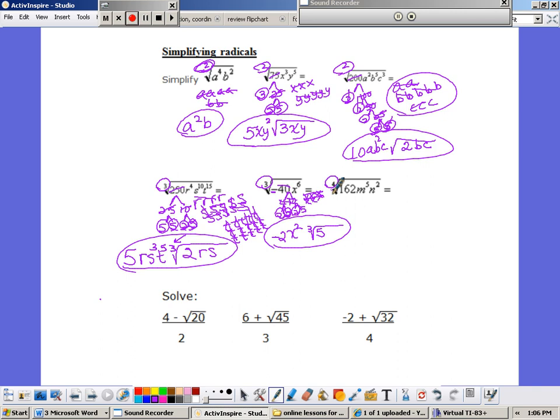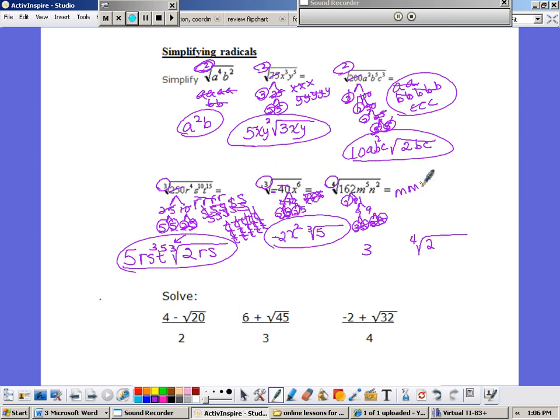Switching indexes, I need 4 of a kind to get out. So 2 and 81, 9 and 9, 3 and 3, 3 and 3. I have 4 3's, so a 3 comes out. Don't forget my index on my radical. And I have a 2 that's staying in.